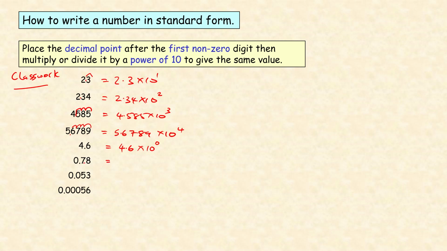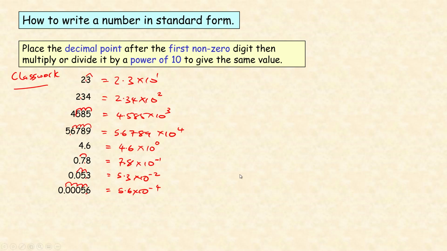Here we've got 7.8. It's a small number. Times 10 to the power of, we're counting backwards, 1. Here we got decimal point there, so 5.3 times 10 to the power of, oops, sorry, that was minus 1 there. Counting backwards, 1, 2, so minus 2. And finally, decimal point goes there between the 5 and 6. 5.6 times 10 to the power of, counting backwards, 1, 2, 3, 4. So minus 4.